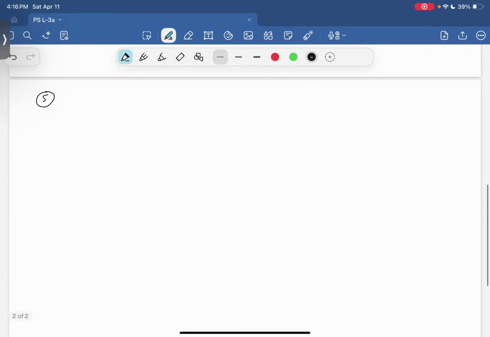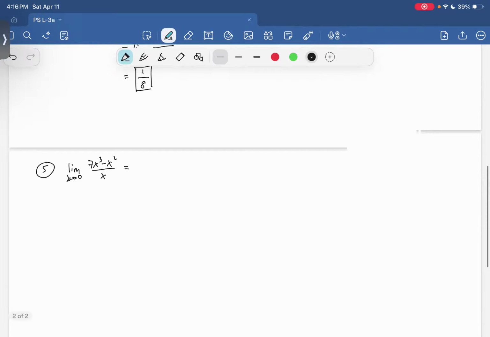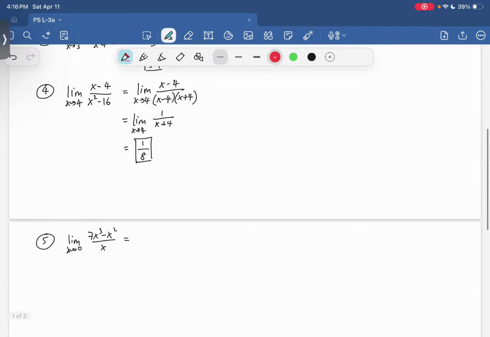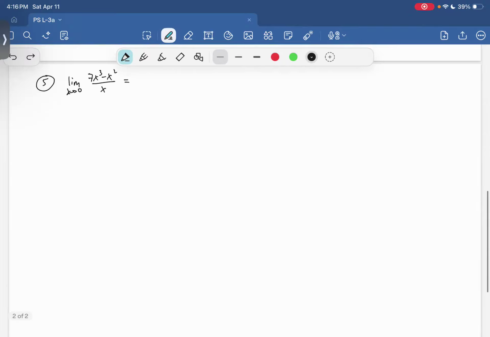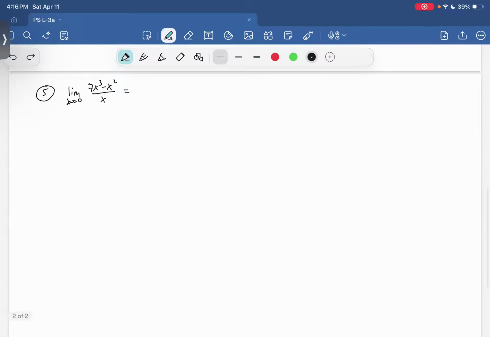Question 5. Here, if we plug in, sorry, I should have emphasized for question 4, when you plug in x equals 4, you're going to get 0 over 0. I kind of looked at it and just knew that would happen, so I didn't explain it, but that's what you should do first. So for this question, you should also recognize that if you plug in x equals 0, it's going to be 0 over 0. So we need to do some simplification first.